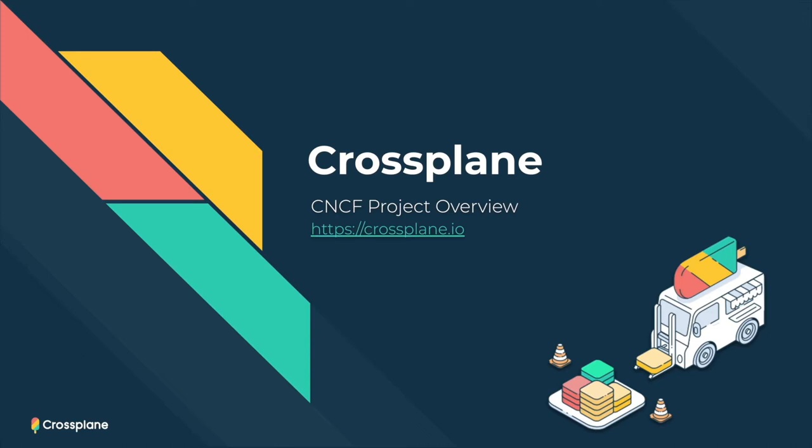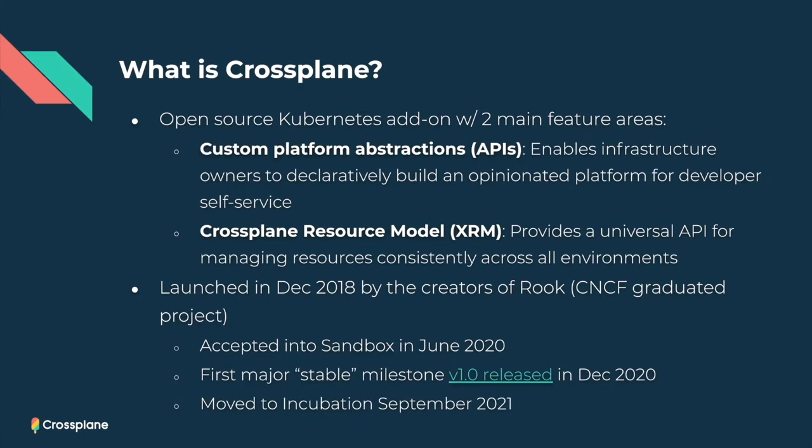Let's take a look at what Crossplane is and how Crossplane can use compositions to empower your development teams to self-provision custom resources while maintaining your platform team's control and visibility on what is being deployed and managed. Crossplane is an open source Kubernetes add-on, focused on two main feature areas: custom platform abstractions, which we call APIs, and the Crossplane resource model, otherwise known as the XRM. Custom platform abstractions enable infrastructure owners to declaratively build an opinionated platform for developers, while the Crossplane resource model provides a universal API for managing those resources consistently in every environment.